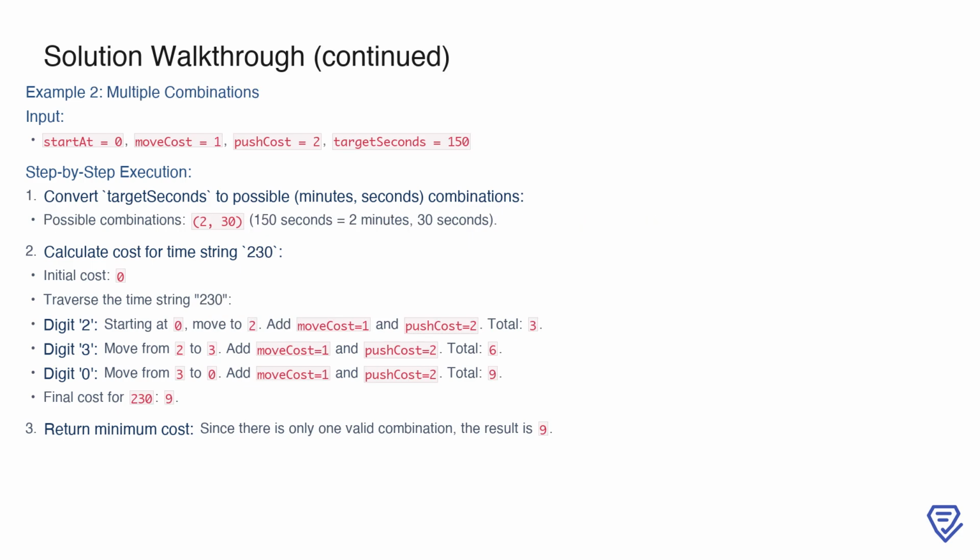Now, let's look at another example with startAt equals 0, moveCost equals 1, pushCost equals 2, and targetSeconds equals 150. First, we convert 150 seconds into its possible minute-second combinations. This gives us 230, which translates to the time string 230. To calculate the cost for this string, we start at the digit 2. Since the starting position is 0, we need to move to 2, adding the moveCost of 1 and the pushCost of 2, for a total of 3.